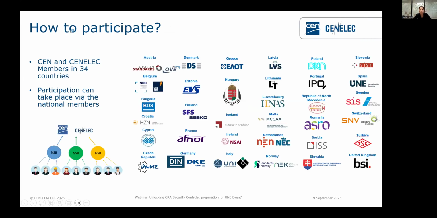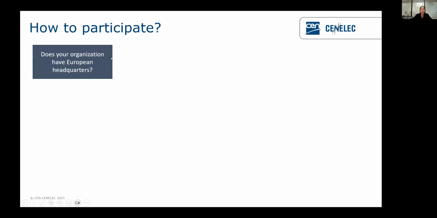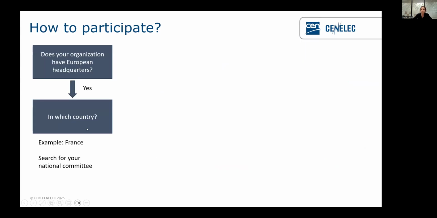If you want to know how to participate, there is something very important for you to know. We are a members-based organization, CENELEC, and we have members in 34 countries. Your participation as an expert can take place via the national members. Therefore, the first step would be to identify if your organization has European headquarters. If so, then you can identify in which country or countries, maybe more than one.